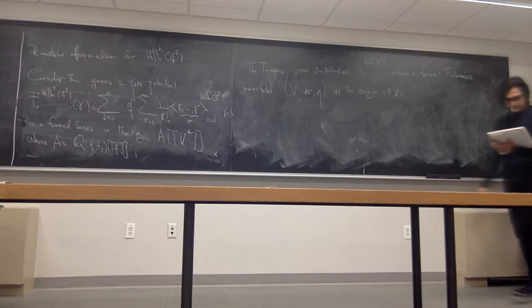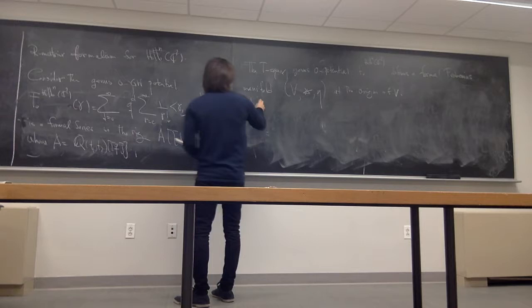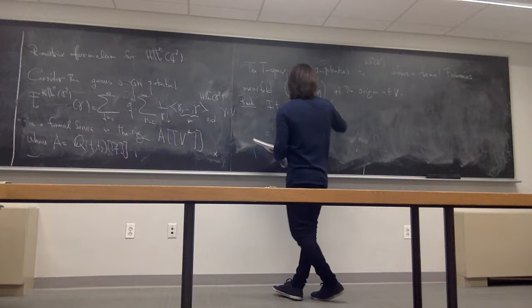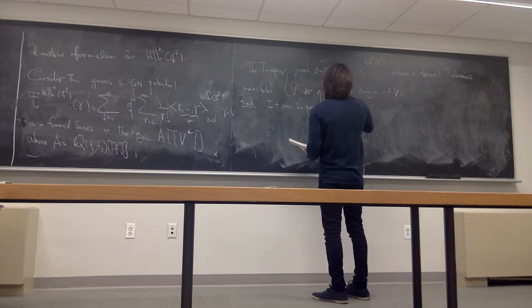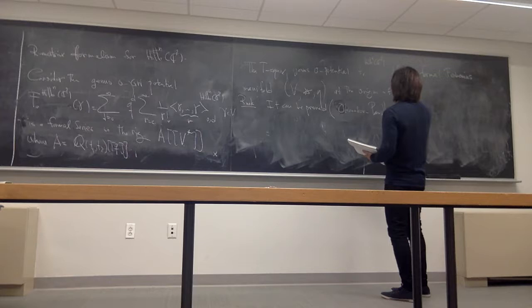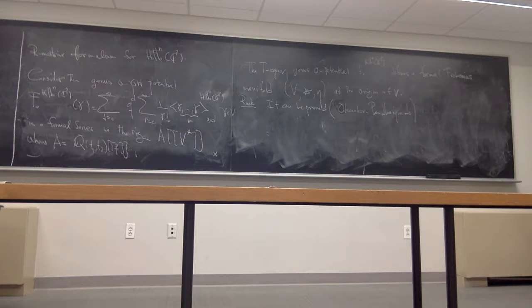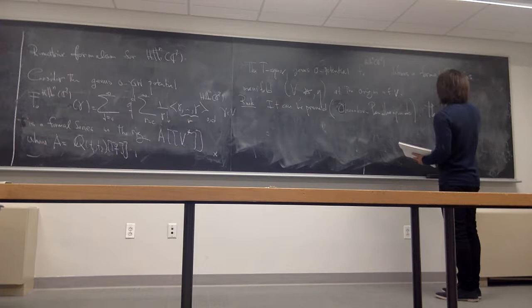Remark: it can be proved. This is due to Okounkov and Pandharipande, and the things that we did before on the cohomology theory of the Hilbert scheme of C2. It can be proved that A is a rational function in q.